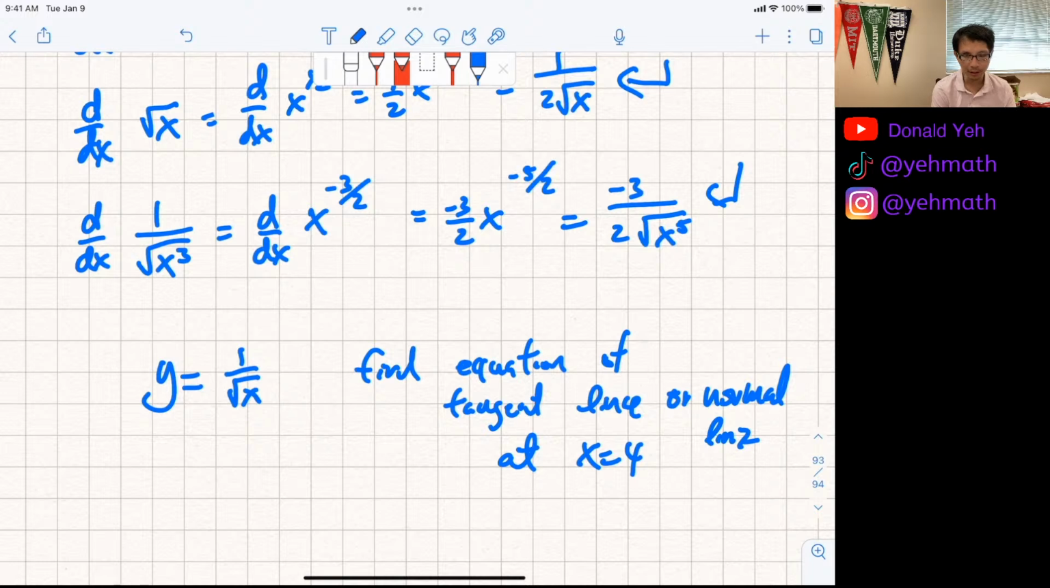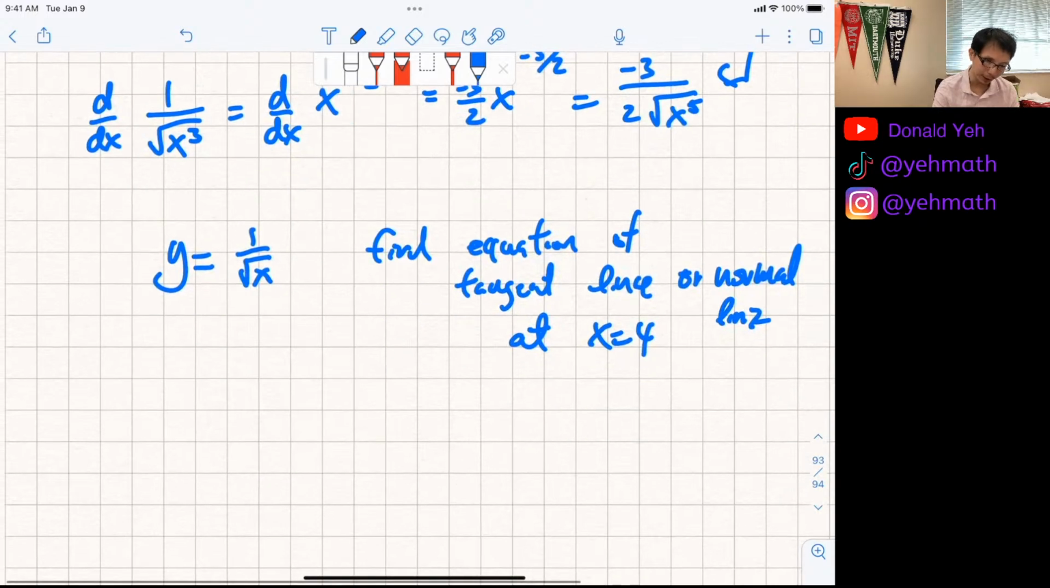So how do I find the equation tangent line or normal line at x equal to 4? Remember, we can use the power rule now. We don't want to do that long definition things, right? So first of all, I need to get y value. Y value is 1/2. So f of 4 is equal to 1 over square root of 4. That's equal to 1 over 2. Now I have to take a derivative.